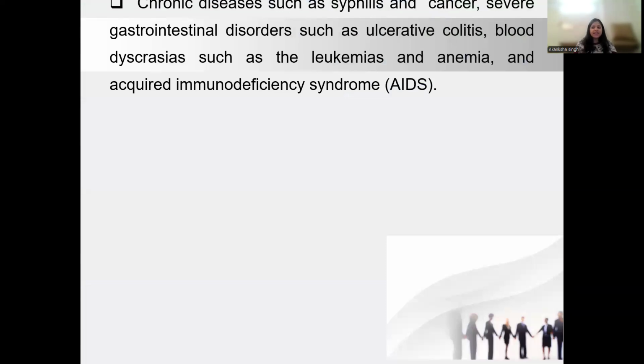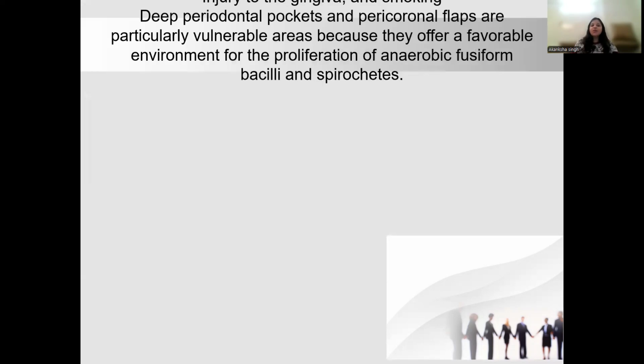As I was already telling you, debilitating, chronic diseases lead to immunosuppression. A few diseases such as syphilis, cancer, gastrointestinal disorders, ulcerative colitis, blood dyscrasias, leukemias, anemias, and acquired immunodeficiency syndrome. These are all the debilitating diseases which are highly associated with, or have necrotizing ulcerative gingivitis as their oral manifestation. Next, features you can also see are deep periodontal pockets and pericoronal flaps. They are the vulnerable areas.